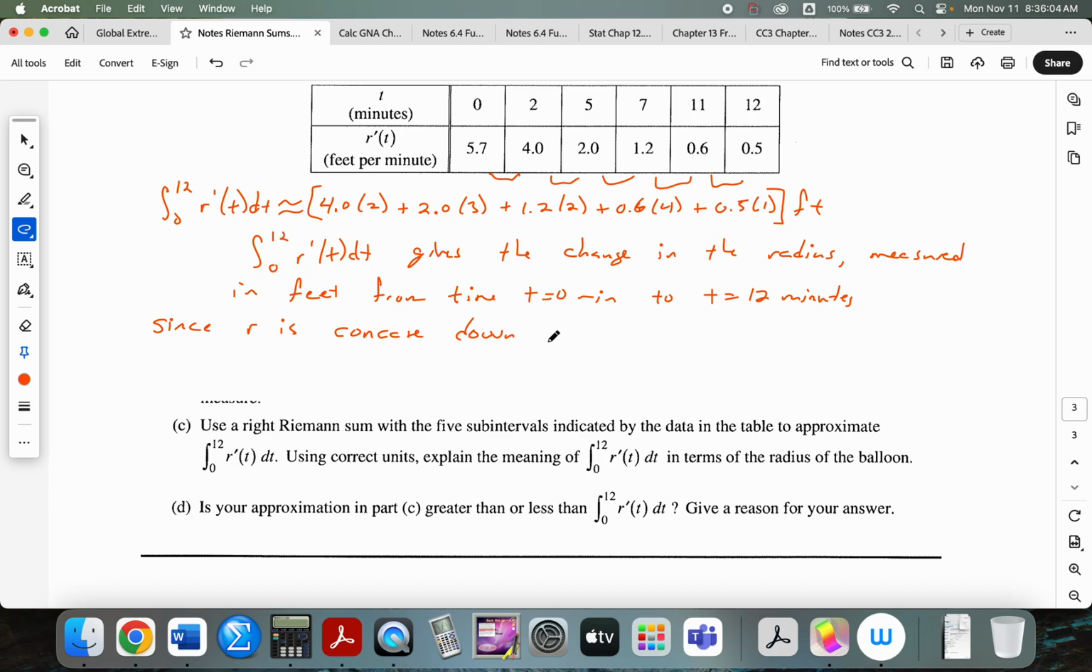by definition, when is a function concave down? You got to know this one, guys. This needs to be at your fingertips. Well, it's either concave up or concave down. What is the definition of concave down? The derivative is decreasing. That's the definition of concave down. R prime is decreasing.